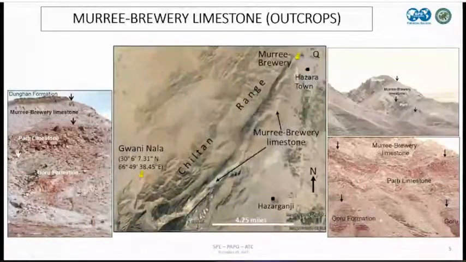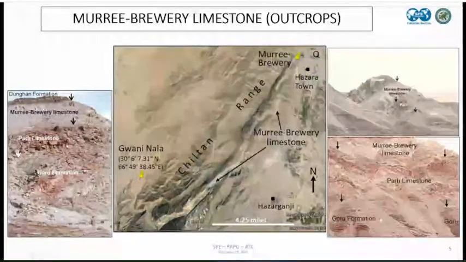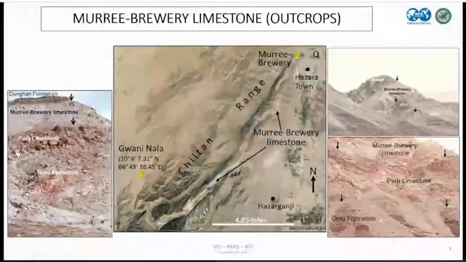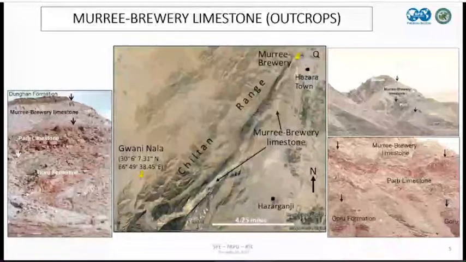to Gawani Nala. Here, Murray Brewery limestone is overlain by Dungan limestone of the Appreciation age. It represents a broken KPG boundary.